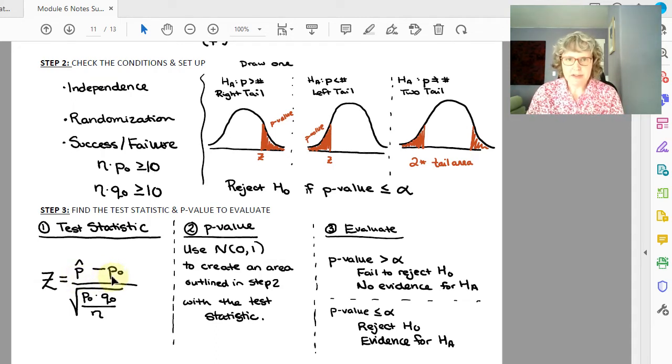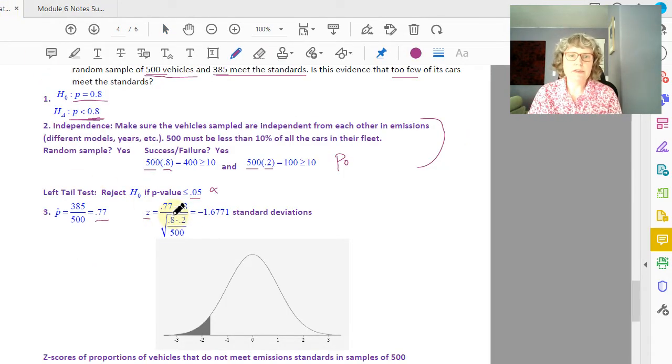And remember how I talked about setting everything up based on the idea that the null is true, that p0 is the value. That's why we use p0 in our standard deviation, not p-hat. So with our test statistic, we're saying how many standard deviations away from the mean is p-hat? In our example here, we have 0.77 minus 0.8 divided by the square root of 0.8 times 0.2 over 500. And this is negative 1.6771 standard deviations. That's our z-score.